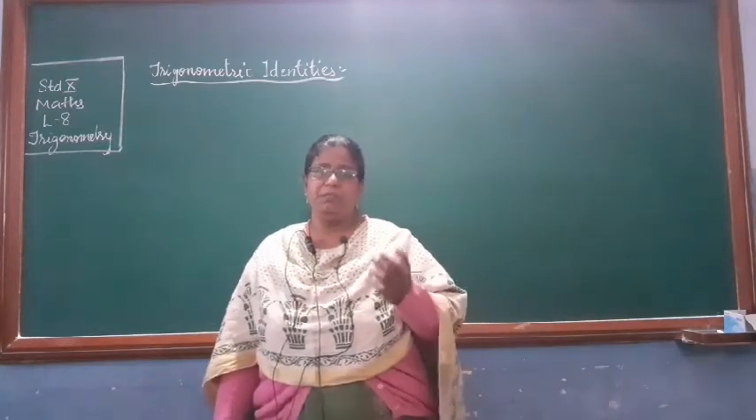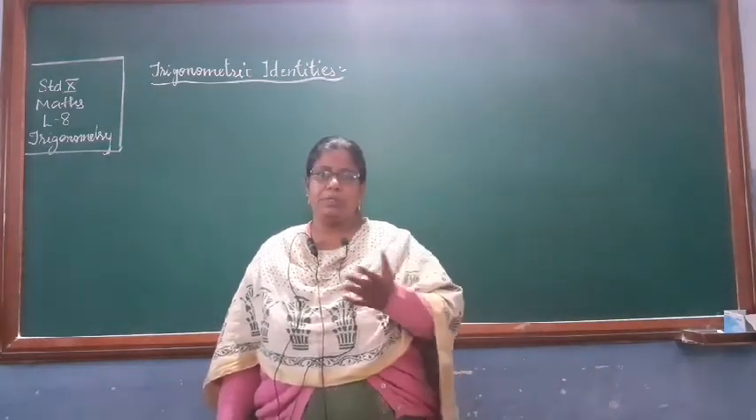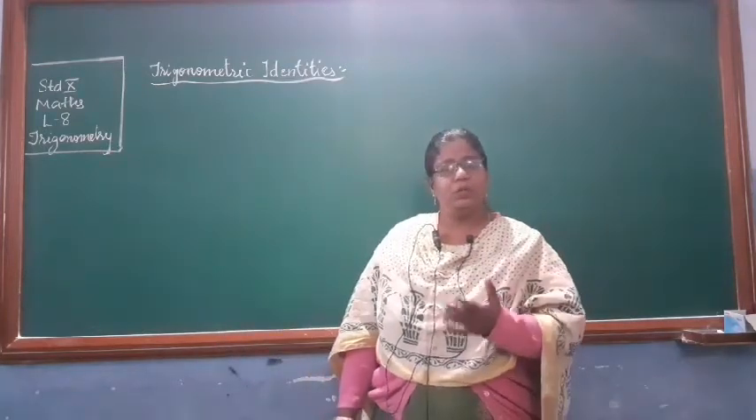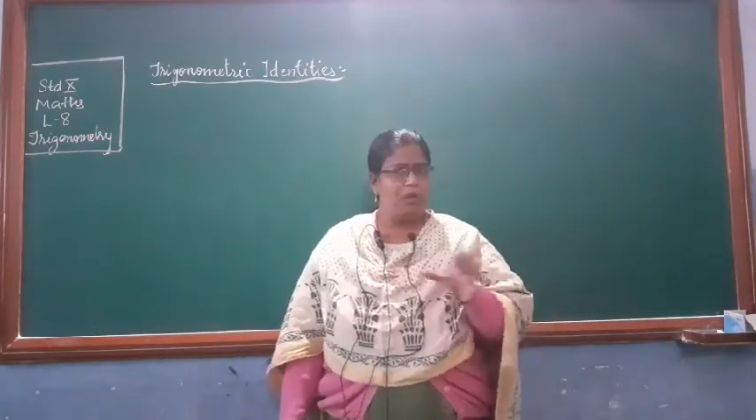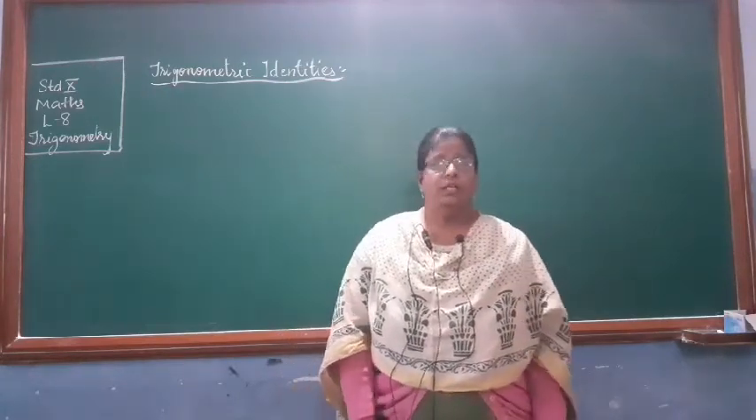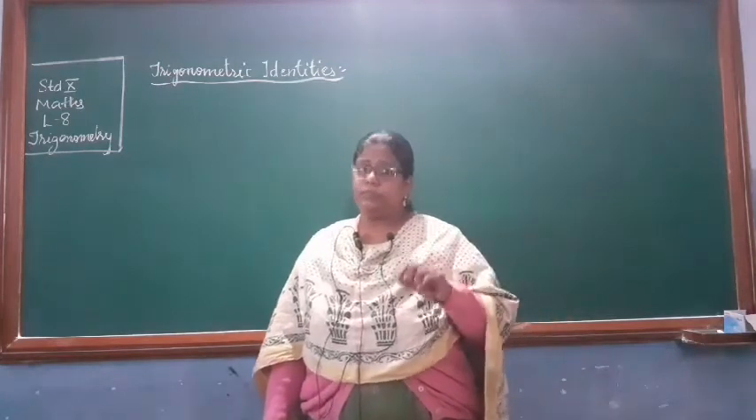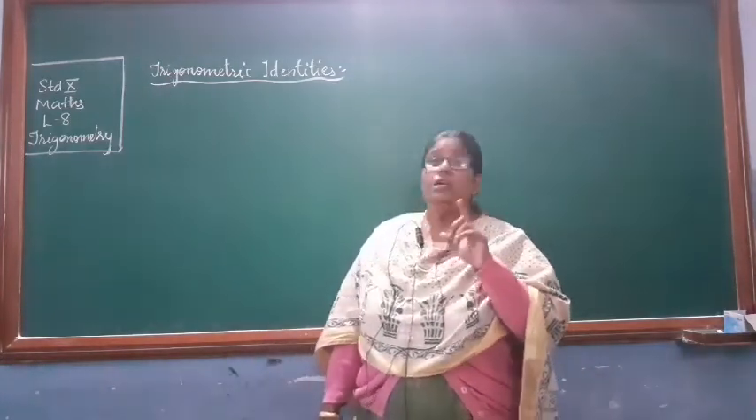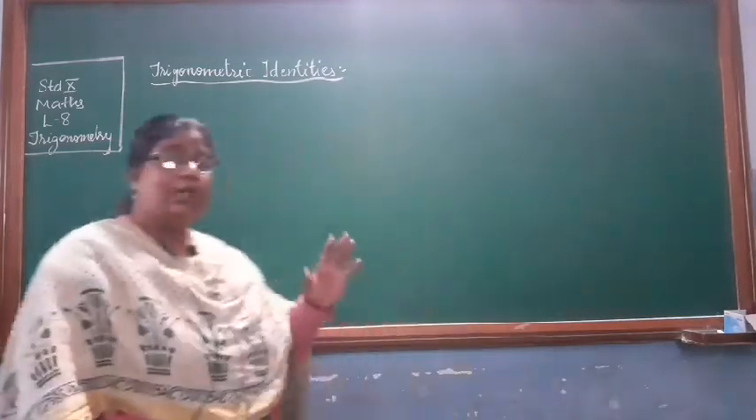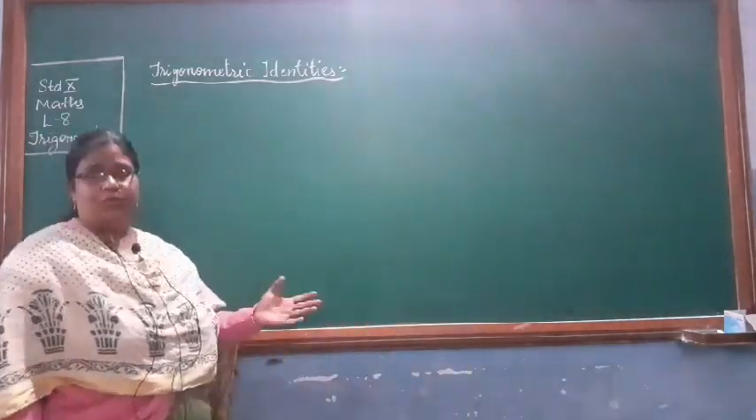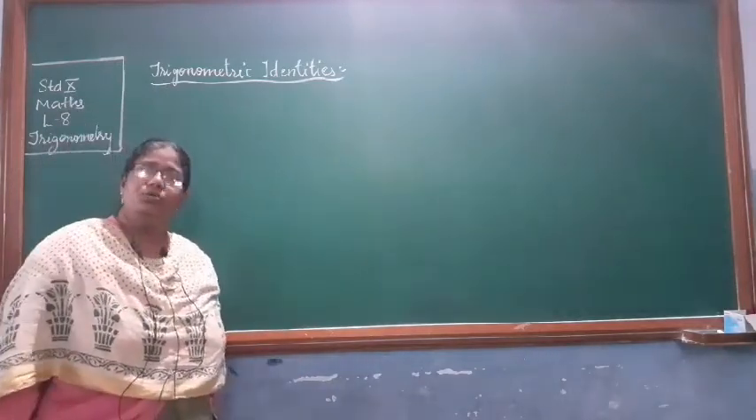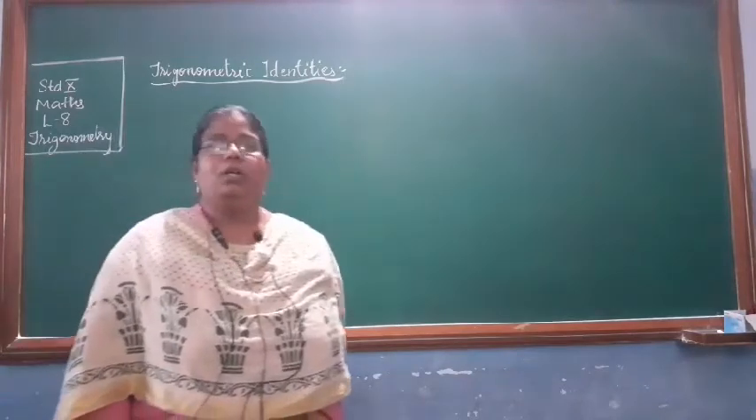identities like a plus b the whole square will be equal to a square plus 2ab plus b square. Similarly, a square minus b square will be equal to a plus b into a minus b. All these were the different identities which you have learnt in algebra in your previous years. Now, here we are going to learn about the trigonometric identities. These trigonometric identities are very useful for us to solve the questions. If you know the identities, then you can use the identity and solve the questions.